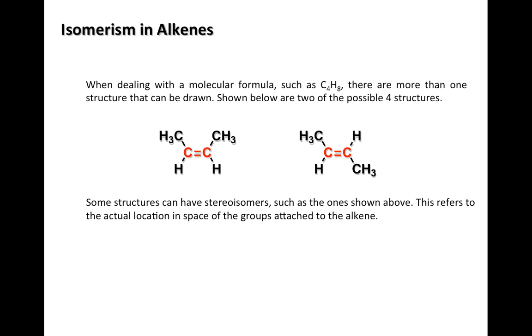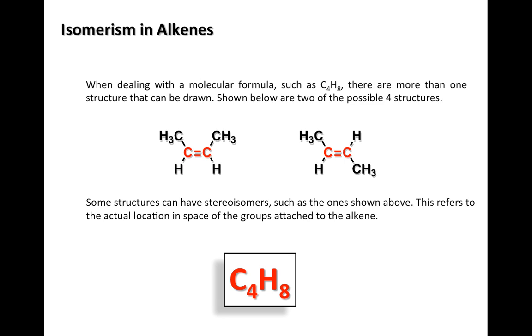What I want to go over here is, obviously it's self-explanatory, the title: isomerism in alkenes. Now if we have just a specific molecular formula such as C4H8 and we talk about isomers or structural isomers, what this really means is that we can take those 4 carbons and those 8 hydrogens, and as long as we don't violate any of the organic chemistry rules or laws, we can make whatever structure that we want.